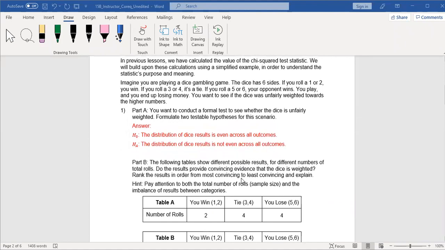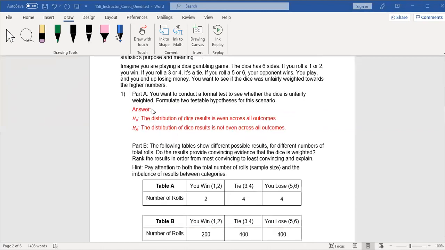Imagine you are playing a dice gambling game. The dice has 6 sides. If you roll a 1 or 2, you win. If you roll a 3 or 4, you tie. If you roll a 5 or 6, you lose. So you play and you end up losing money, and you want to see if the dice was unfairly weighted toward the higher numbers.